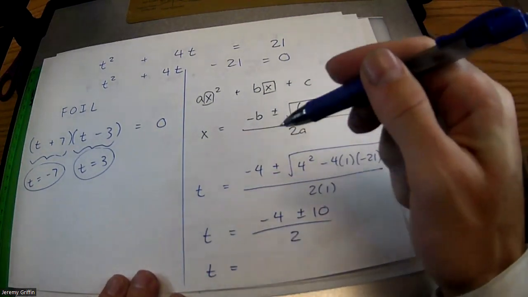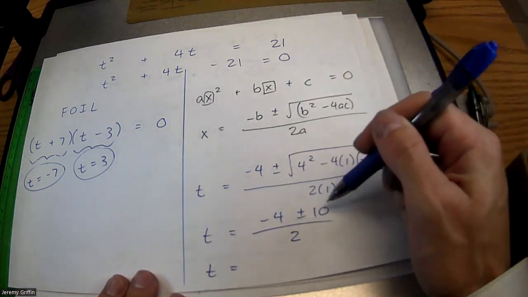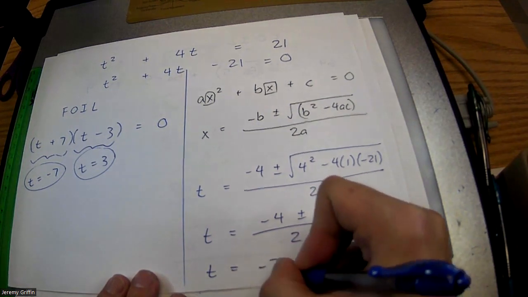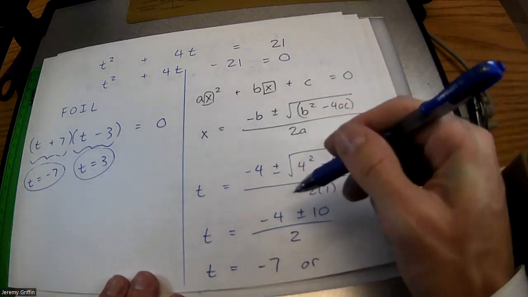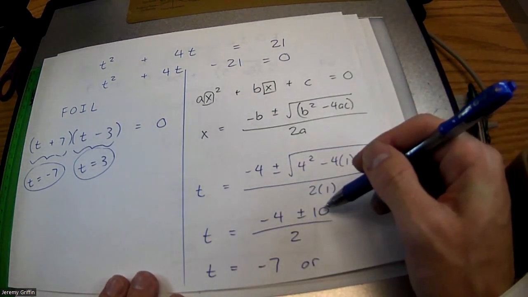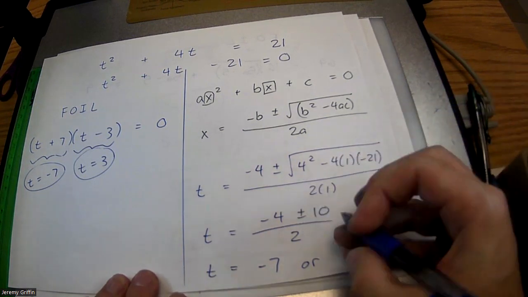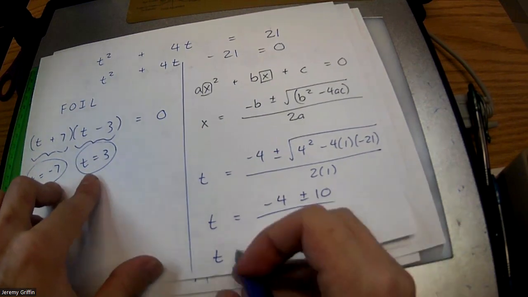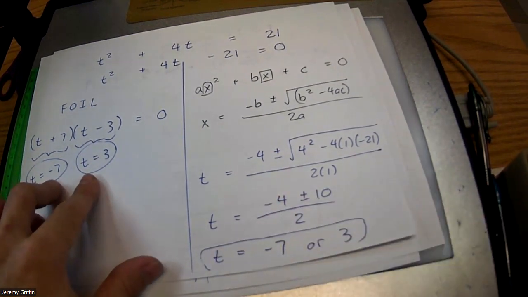Okay, so let's see, what's negative 4 minus 10? It's negative 14 divided by 2 is negative 7. Or negative 4 plus 10, that's what, 6? 6 divided by 2 is 3. Oh, hey, that's the same thing we got before, right? So 2 different approaches get you the same thing.